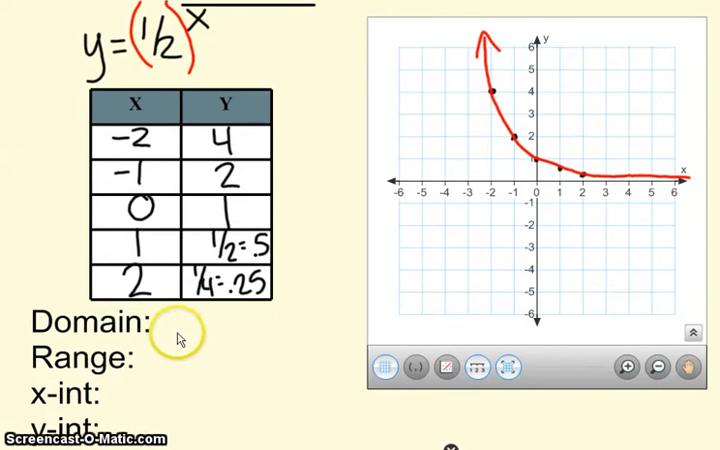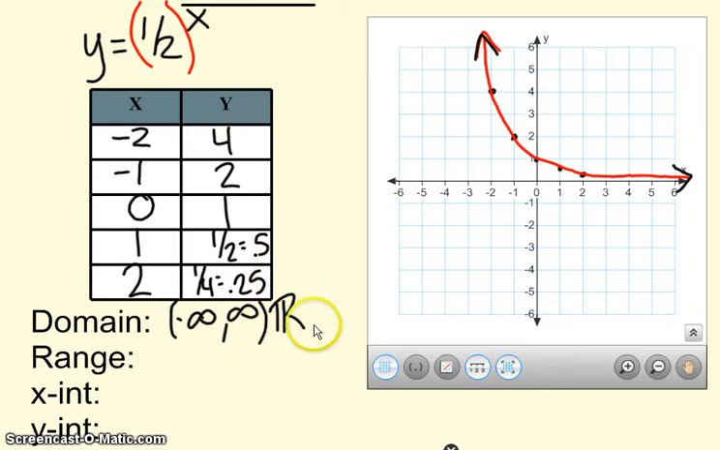Your domain for exponential functions is always going to be from your farthest left to your farthest right, which in this case are the arrows. So it's going to be your infinities, your negative infinity to positive infinity, or in case you're lazy, you could write it down as that double-barred R, meaning all real numbers. Next thing is your range.